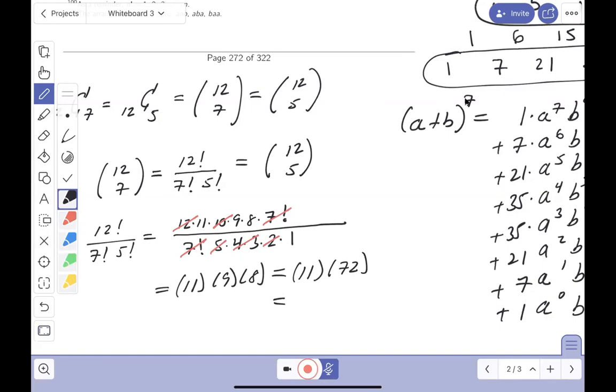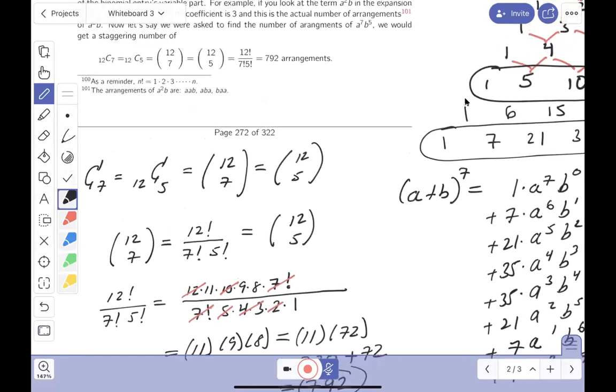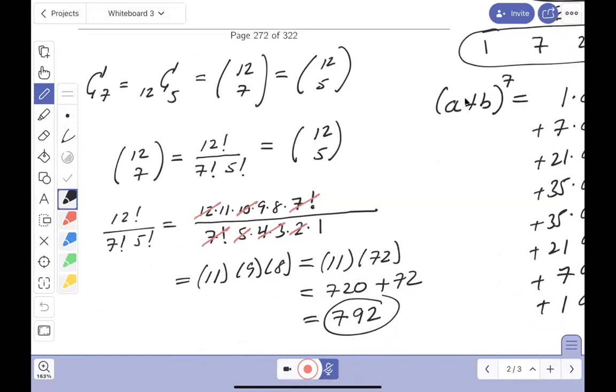I make mistakes all the time, by the way. 10 times 72 is 720. And 1 times 72 is 72. 720 and 72 is 792. Let's look at the thing. Wow, we got it right. So what am I saying over there?